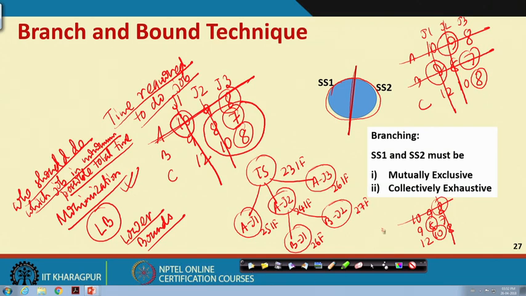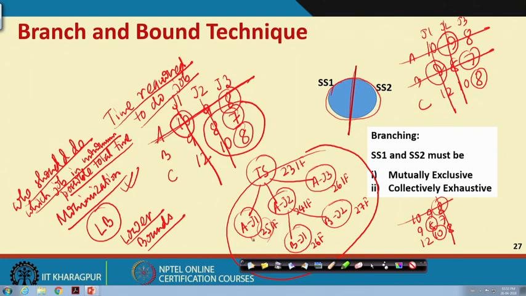So, you see now if we look here, something interesting has come up: B to J1 26 feasible, B to J2 27 feasible, A to J3 26 infeasible and A to J1 25 infeasible. Now, which is the lowest? Lowest is 25. So, we have to explore A to J1 further.